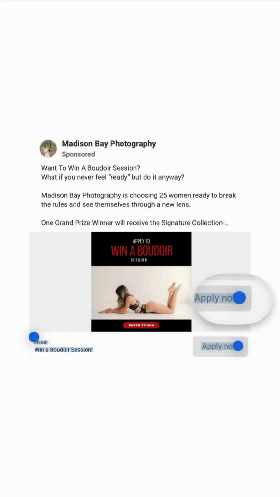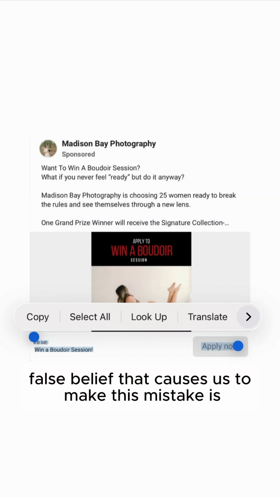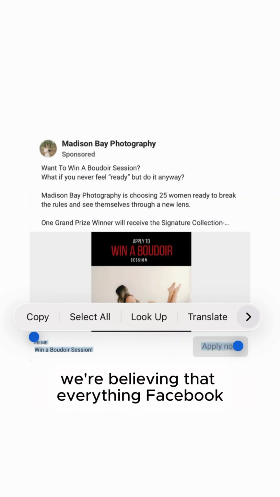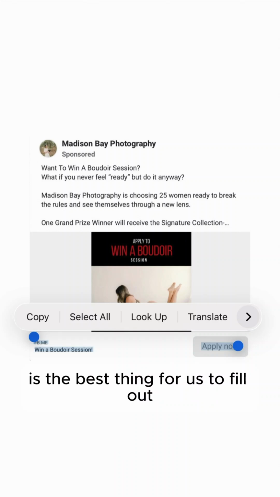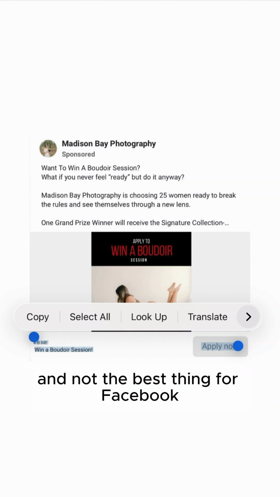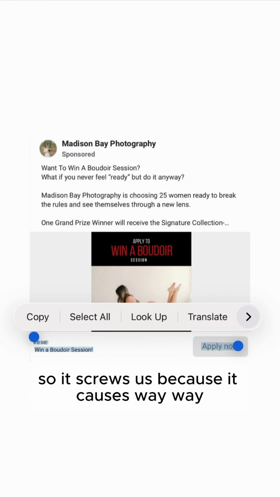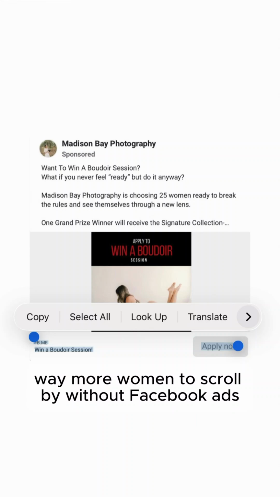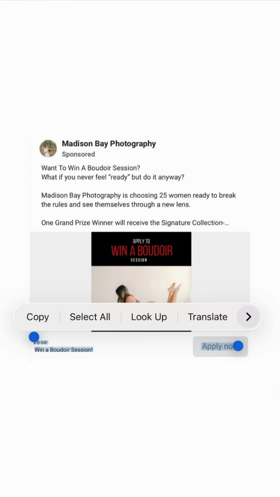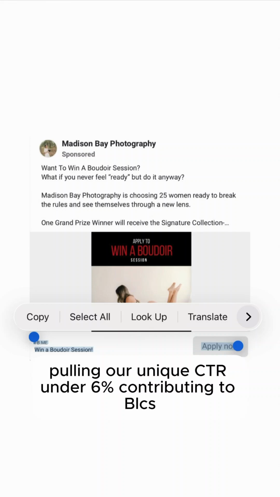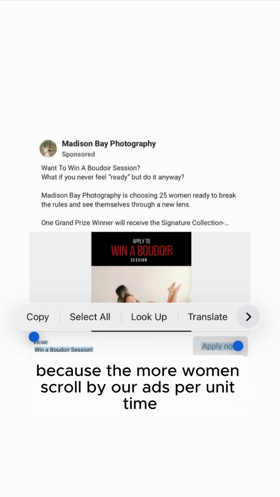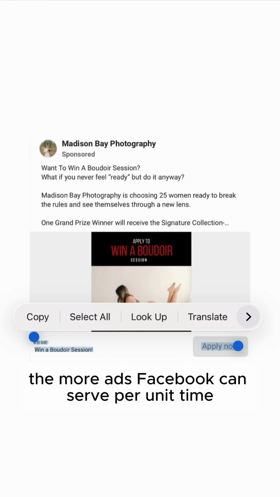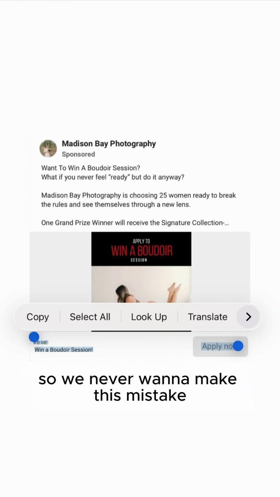First thing I'm seeing, got the below creative cluster mistake. The false belief that causes us to make this mistake is we're believing that everything Facebook tells us or recommends us to fill out for our ad is the best thing for us to fill out and not the best thing for Facebook when we fill it out. So it screws us because it causes way more women to scroll by our Boudoir Facebook ads than necessary, pulling our unique CTRL under 6%, contributing to BLCS, Boudoir low click syndrome. And Facebook on the back end gets richer because the more women scroll by our ads per unit time, the more ads Facebook can serve per unit time, and they make more money when they do that. So we never want to make this mistake.